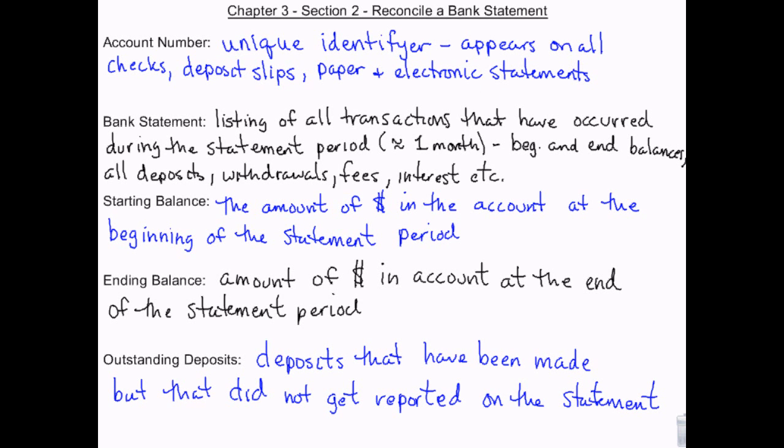Your account number is a unique identifier, and it will appear on your checks. It will appear on your deposit slips, the printed ones. It will appear on paper and electronic statements. If you are doing anything at the bank at all, it is based on your account number, and that's because that number can be unique, but your name is not necessarily.